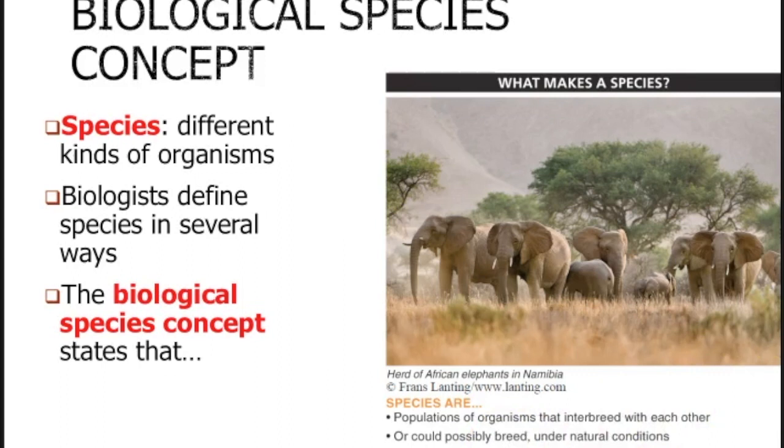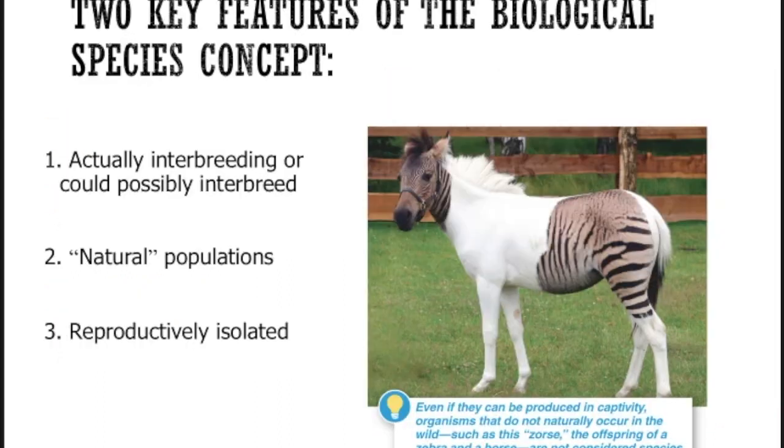And I'll show you an exception to this, something that's maybe not quite so natural, in a minute. We also have to explain with this concept that they have to be reproductively isolated, and that's a hugely important term for us, reproductively isolated from other such groups. We're going to spend a little bit of time talking about what it means to be reproductively isolated. All right, well, that's a typo. That should say 3 key concepts: actually or potentially interbreeding, natural populations, and reproductively isolated.